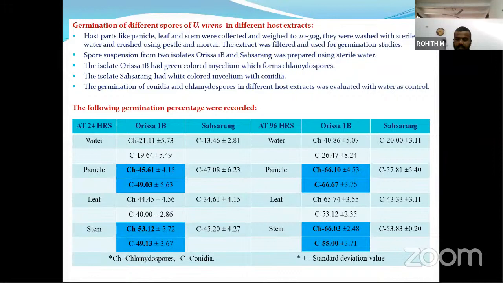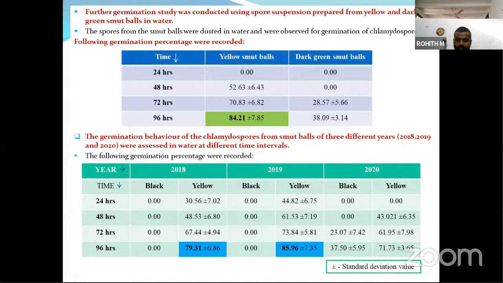And in stem extract was 66.03%, whereas the maximum germination of conidia in panicle extract was 66.67% and in stem extract was 55%. The germination of spores from spore suspension prepared from yellow and dark green smut balls was also assessed. The chlamydospores from yellow smut balls germinated after 48 hours of germination and attained a maximum of 84.21% after 96 hours. But the chlamydospores from the dark green smut balls showed germination only after 72 hours.